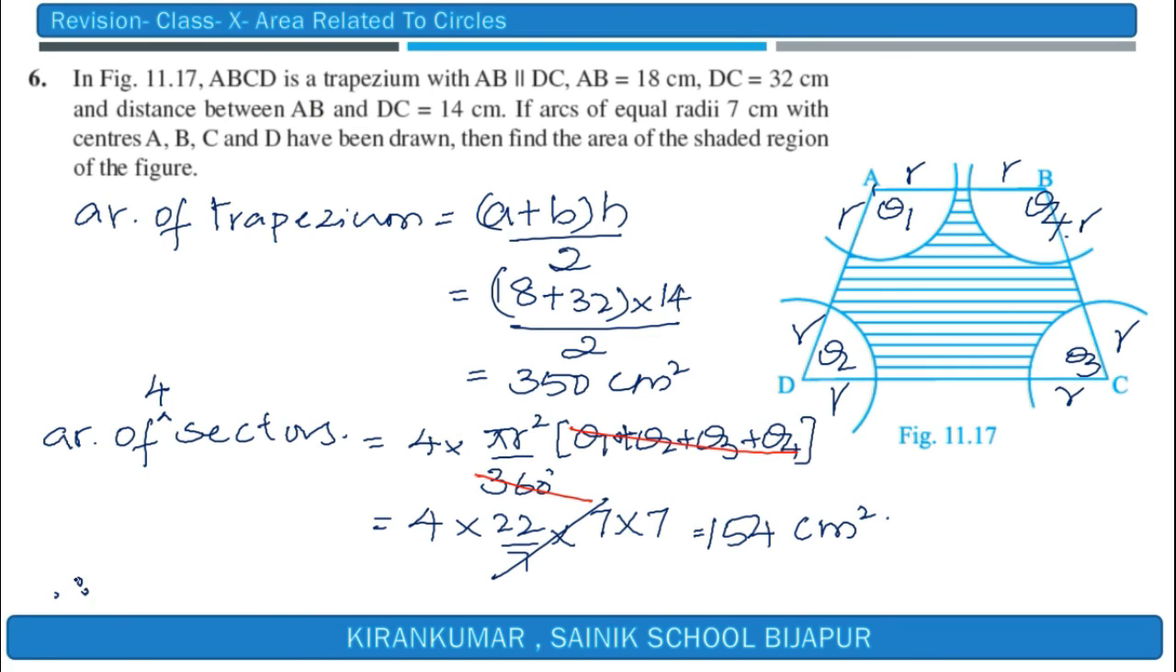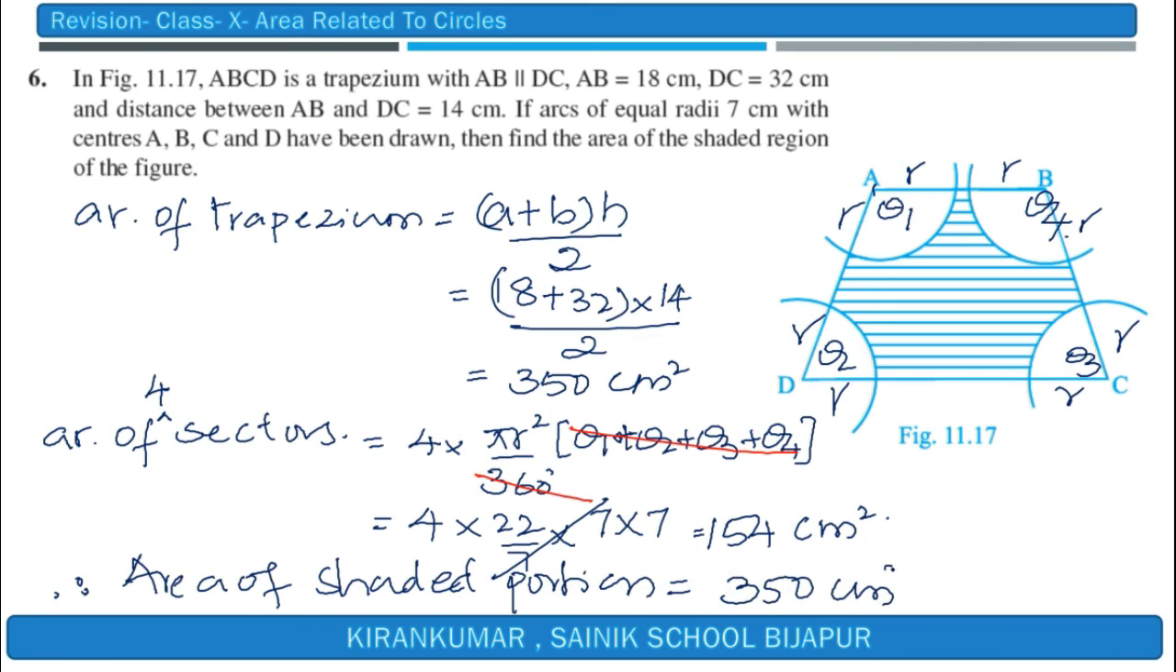Therefore, the area of shaded portion will be equal to 350, the area of the trapezium, minus the area of these 4 sectors. The difference is 196 centimeter square.